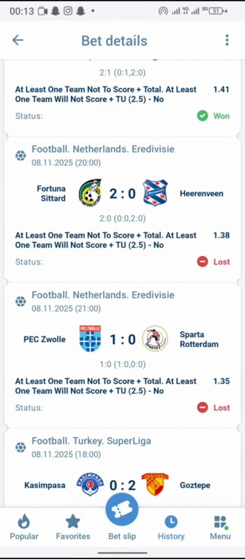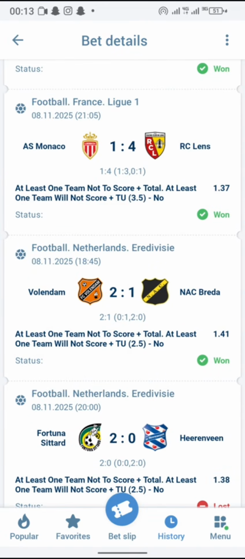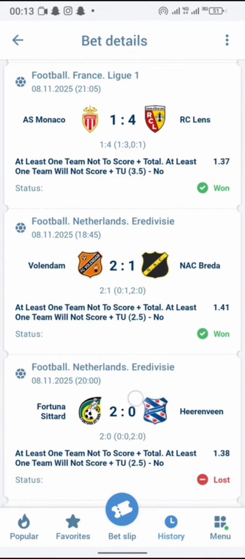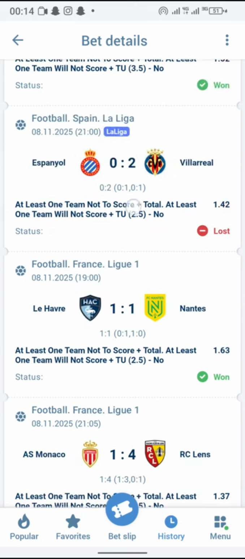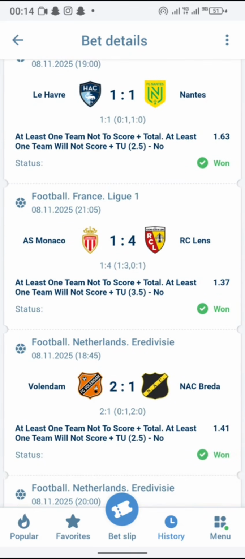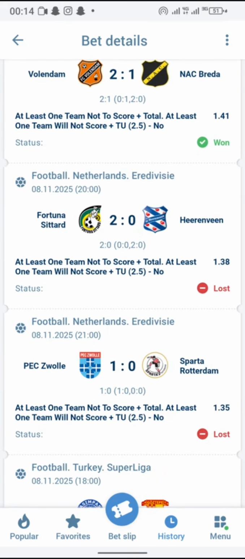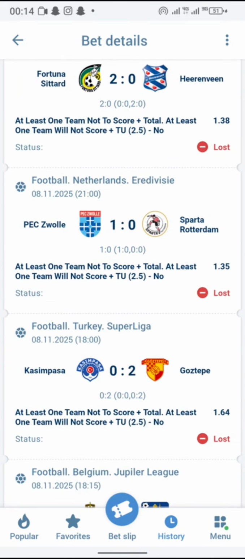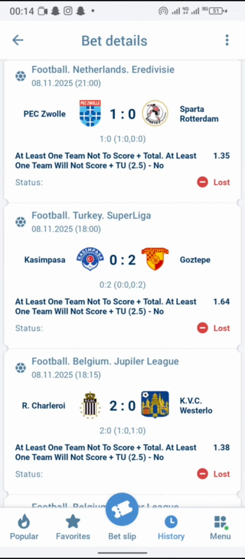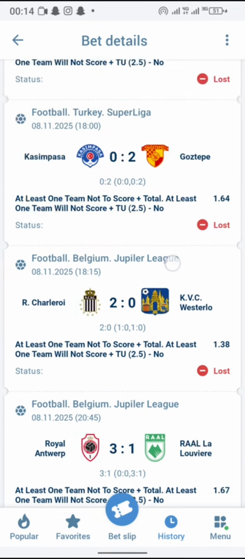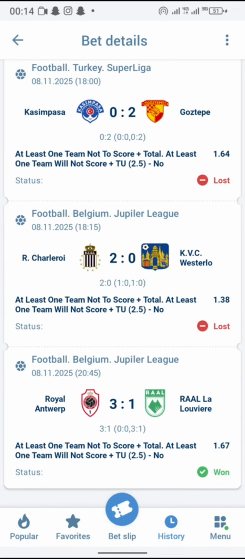You can see that most of the no options that did not do well, it is because both teams did not score. You see, all these ones with the no option, both teams scored and it came true. If you check here, 2-0, both teams did not score and we lost it. If you check here under Sparta, both teams did not score and we lost it. Under this Turkey team, both teams did not score and we lost it. Under the Belgium team, both teams did not score and we lost it.